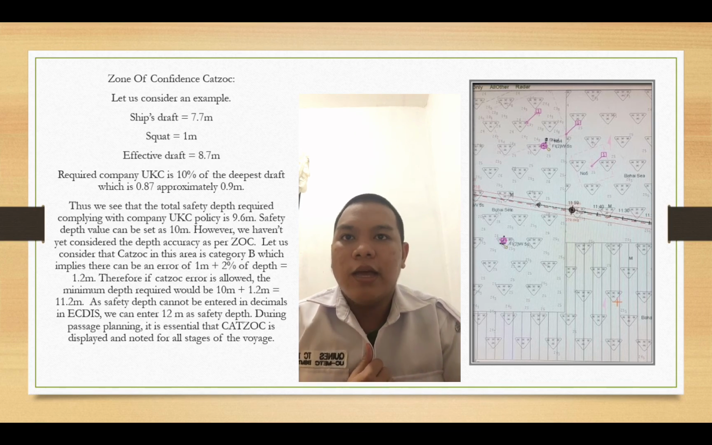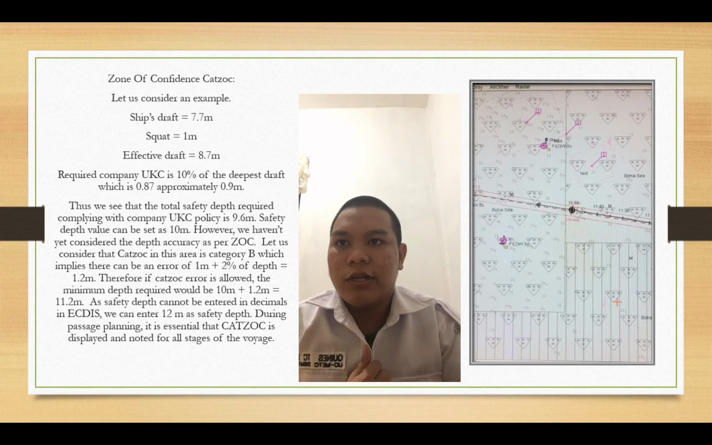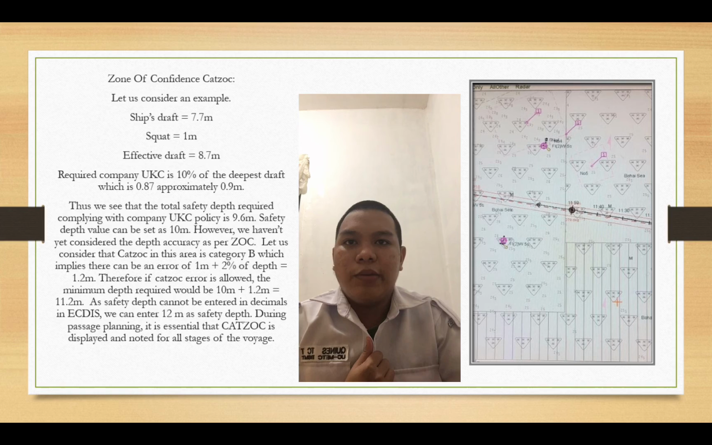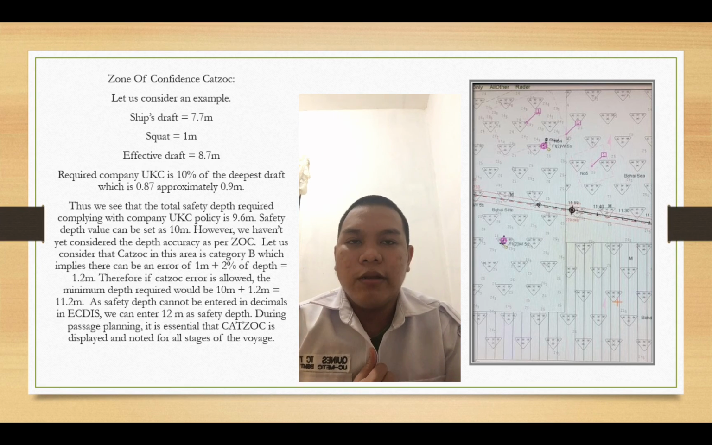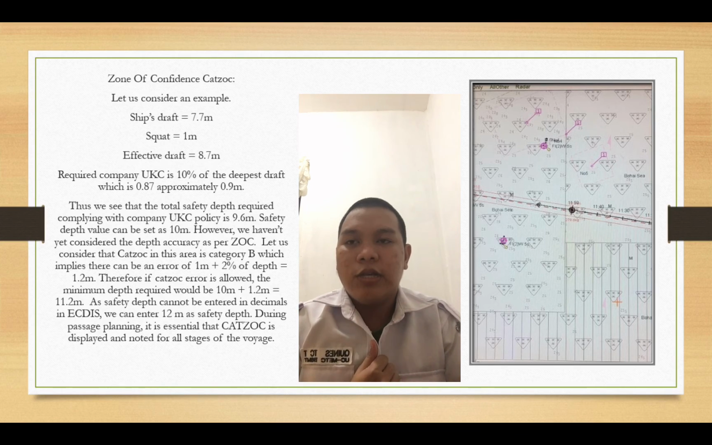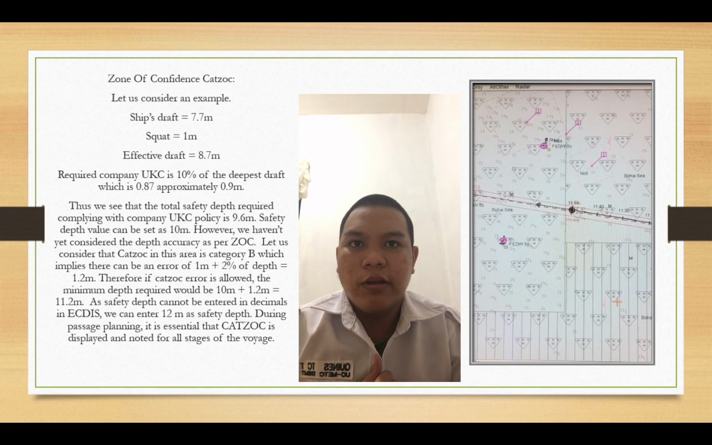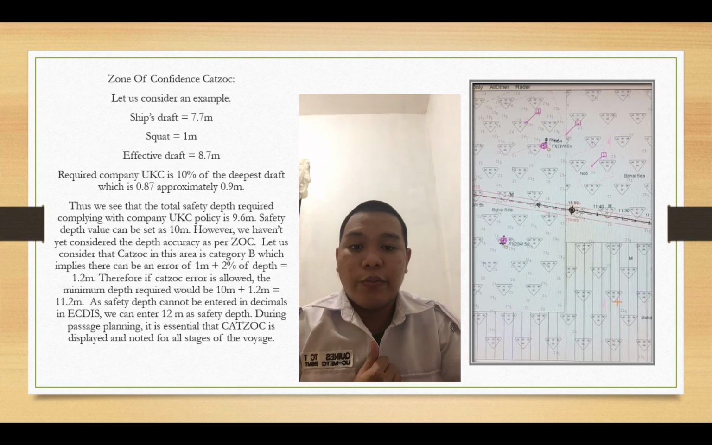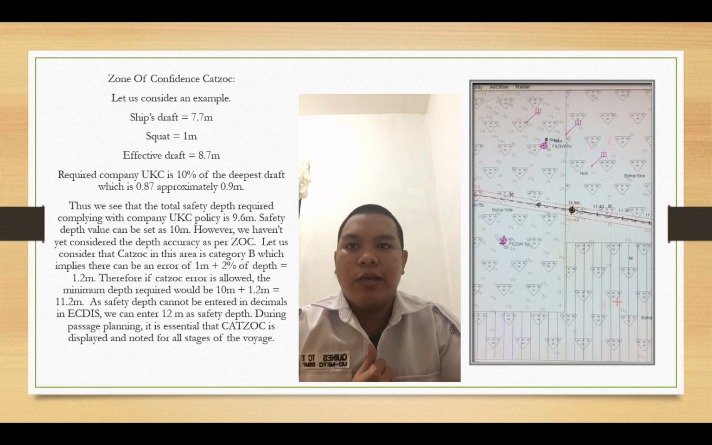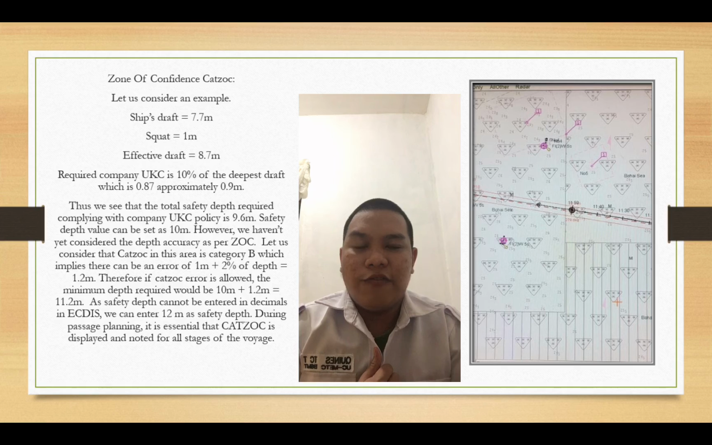However, we haven't yet considered the depth accuracy as per ZOC. Let us consider the CATZOC in this area is category B, which implies there can be an error of 1 meter plus 2% of depth, equal to 1.2 meters. Therefore, if CATZOC error is allowed, the minimum depth required would be 10 meters plus 1.2 meters, equal to 11.2 meters. A safety depth cannot be entered in decimals in this, so we can enter 12 meters as the safety depth.